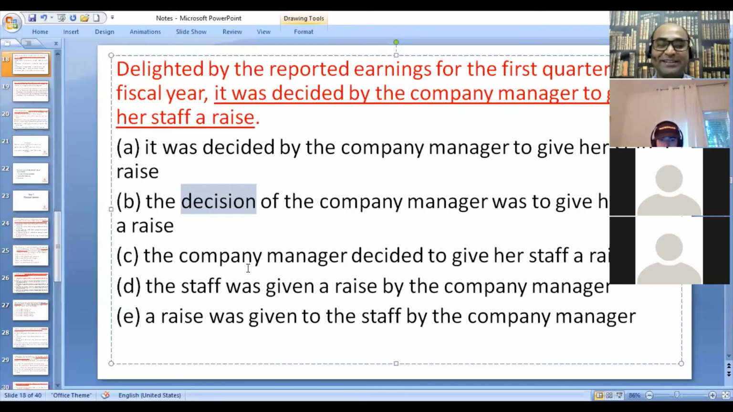Again, common sense you have to apply. Company, manager or staff. When you have earning, manager happy and share amount, right? Staff get amount. It says staff was given a raise. Earning means company. Company get and share. That's why C. Fine, Manas, Manit, Chiran, Calvin, Andrew.